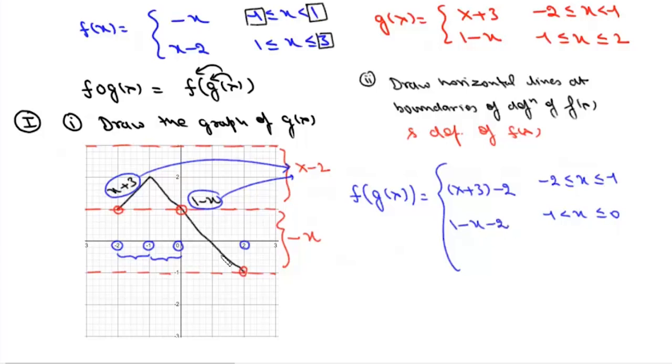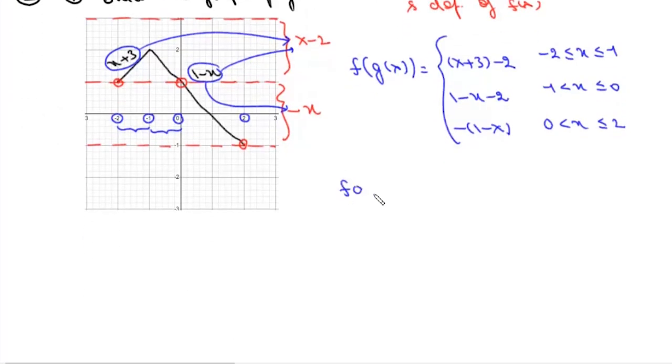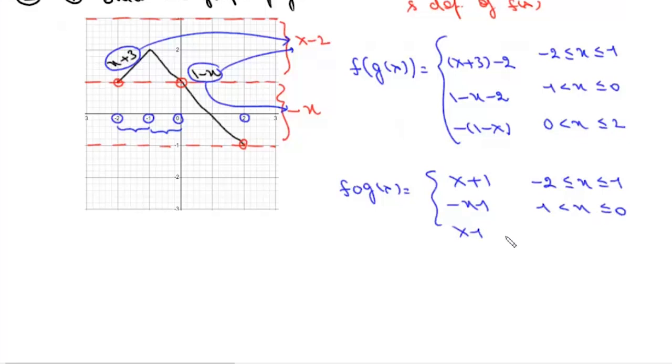And then we have the third definition when x lies between 0 and 2. Now, in this case, the definition is 1 minus x. But here, the graph lies in between these two lines. So, here, this definition will go to minus x. So, it will be minus and 1 minus x. So, basically, f of g(x) will be x plus 1 when x lies between minus 2 and minus 1. It'll be minus x minus 1 when x lies between minus 1 and 0, and it will be x minus 1 when x lies between 0 and 2.